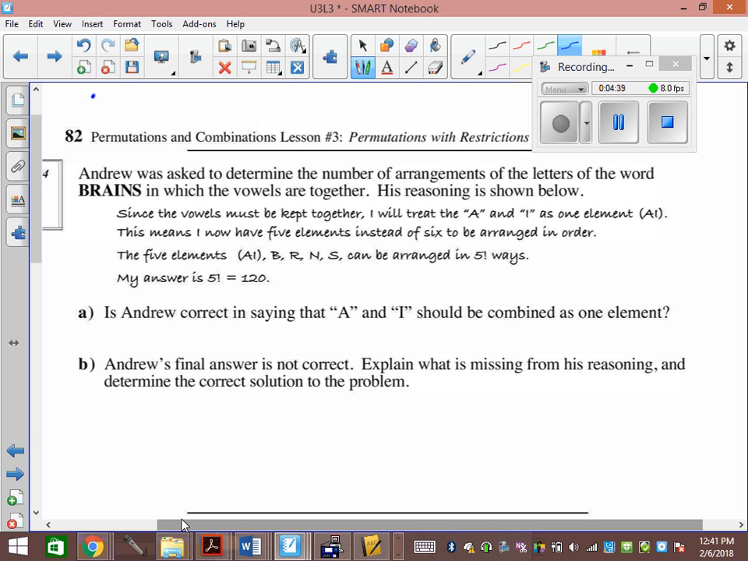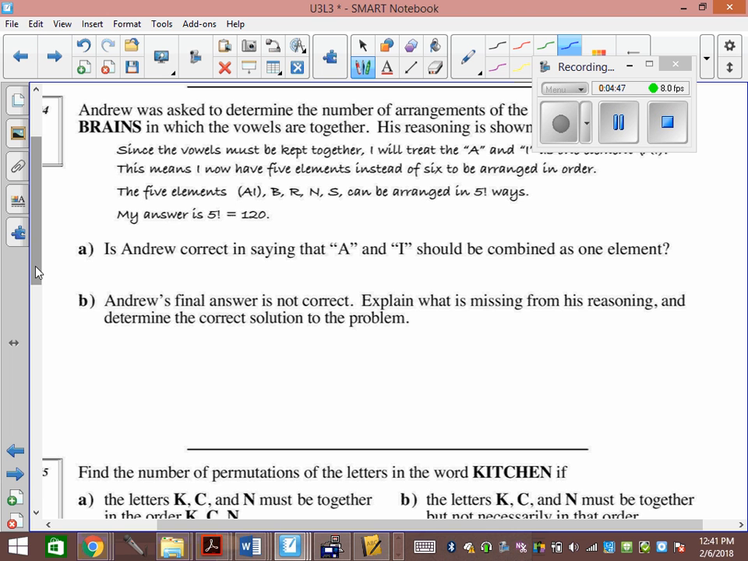They're going to have to combine them together because what do they want? The vowels together, beside each other. The way I do it is I don't think of it this way. I think of it this way. Okay, it's 6 letters, right? Brains. And we want the vowels together, so I hook them together so that they're actually stuck together, right?